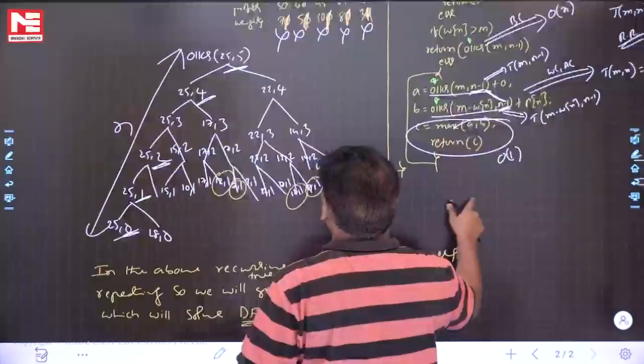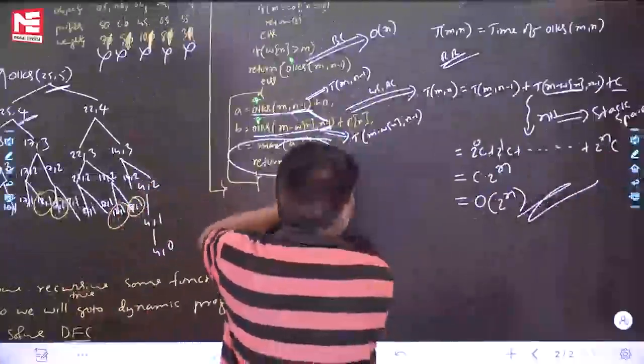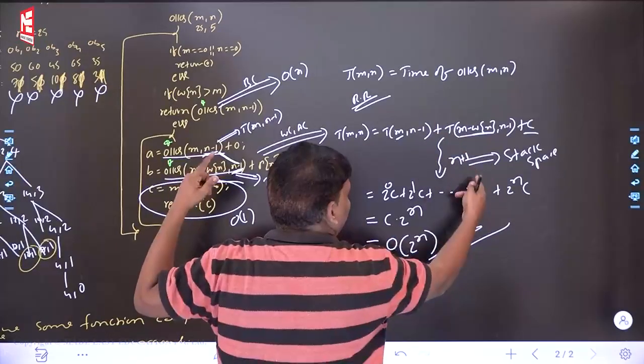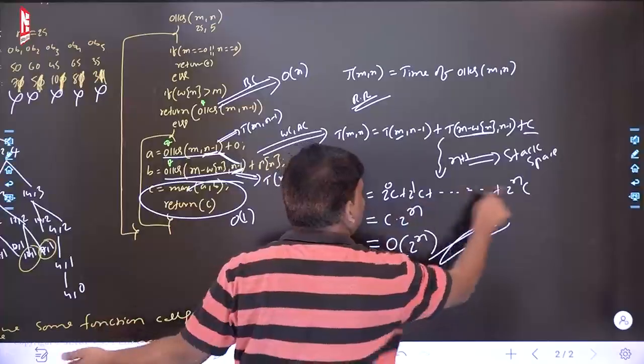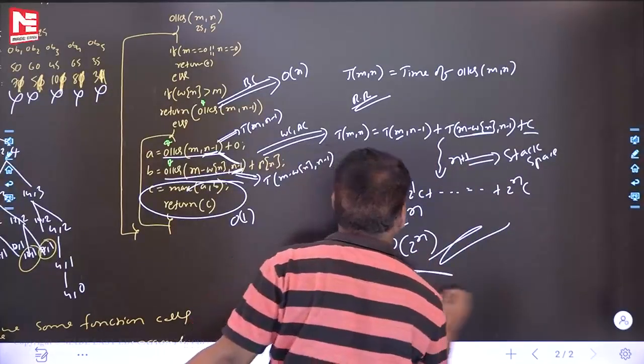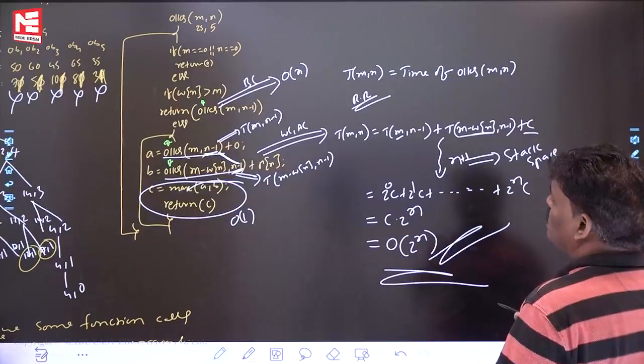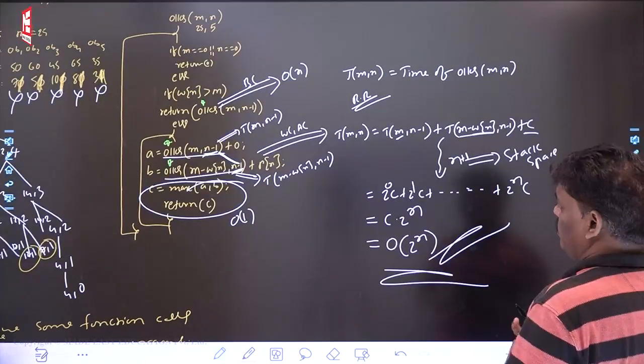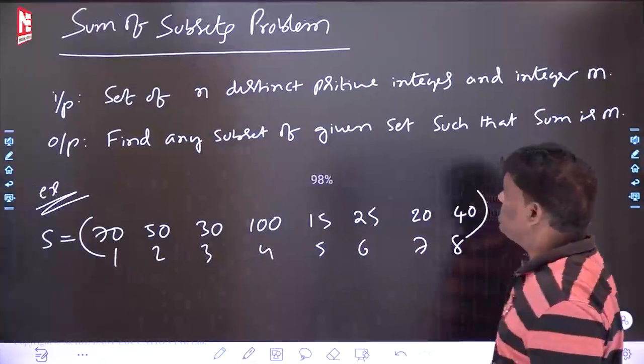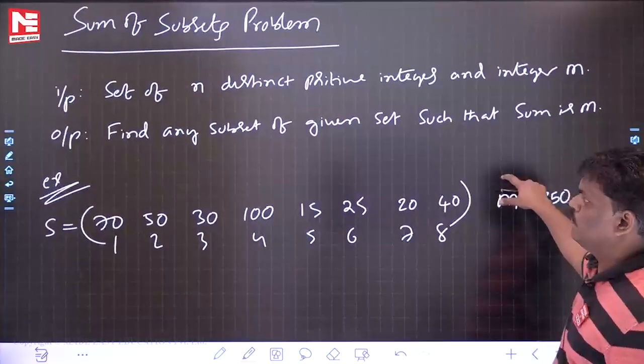Next one. In this tree there are n levels, so if you solve this recurrence relation, one series will come. Time complexity is order of 2 power n. All three will be similar. Please be careful, the previous problem and this problem are similar. So the next application is the sum of subsets problem.